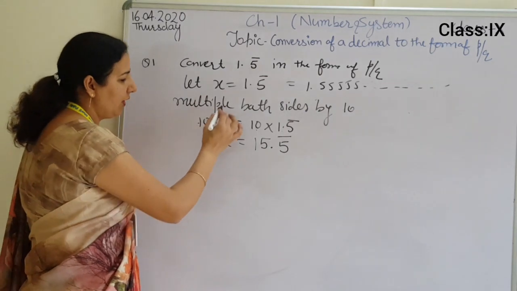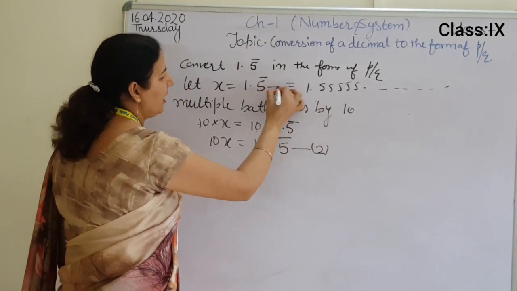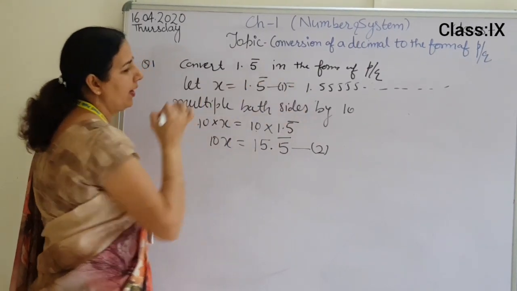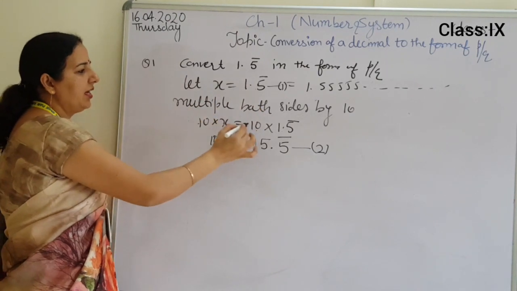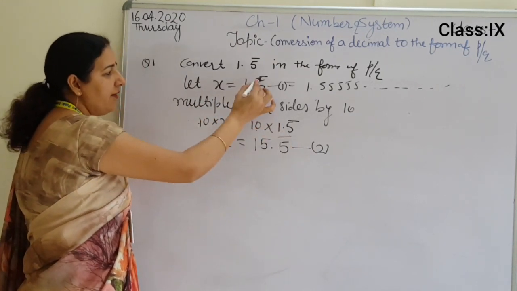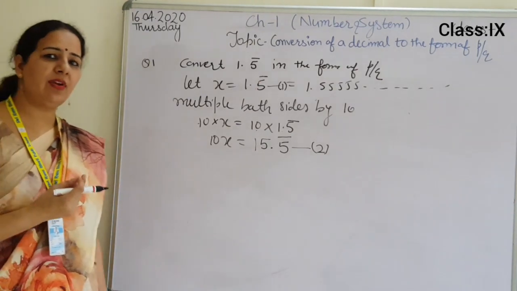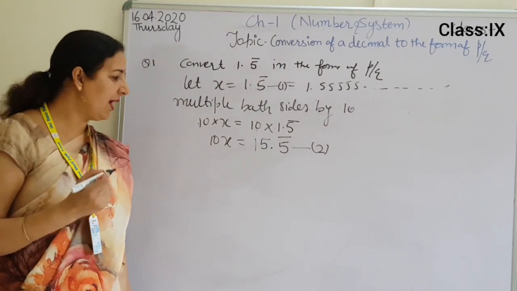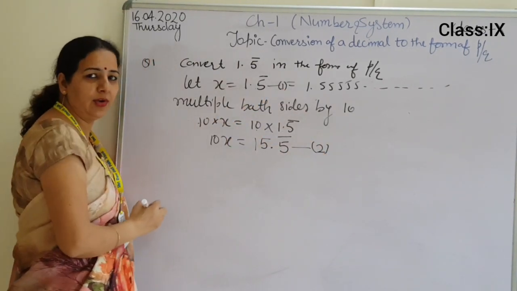So we are having two equations. Name this as equation number 1 and this as equation number 2. First is let x, second is multiply both sides by 10. If the bar is on two numbers, then multiply by 100. If the bar is on three numbers, then multiply by 1000. Now we are having equation number 1 and equation number 2.